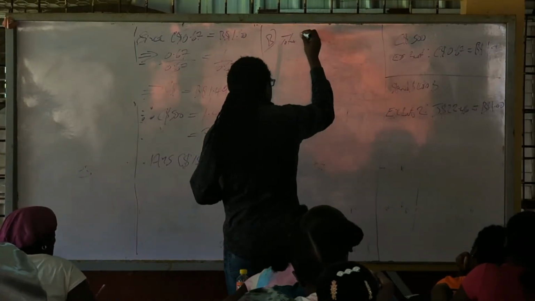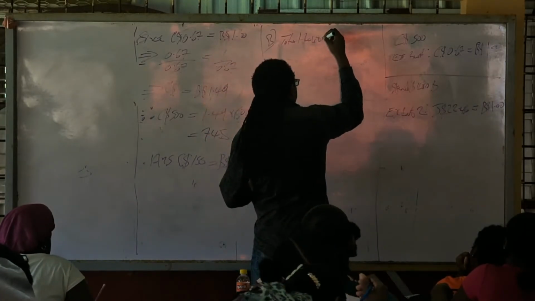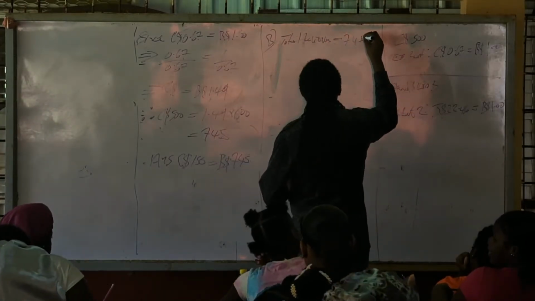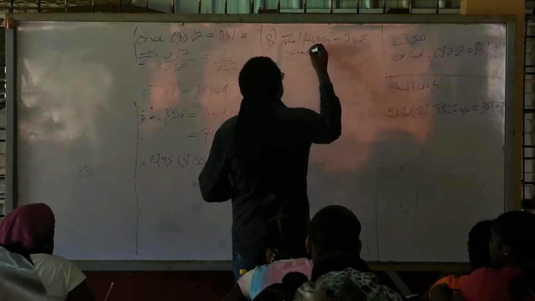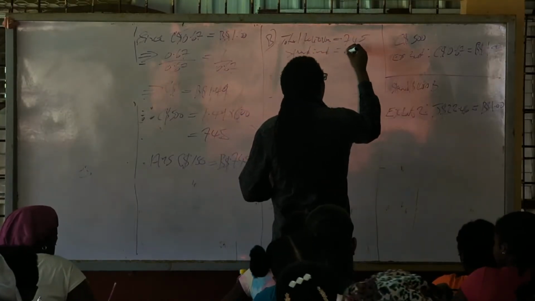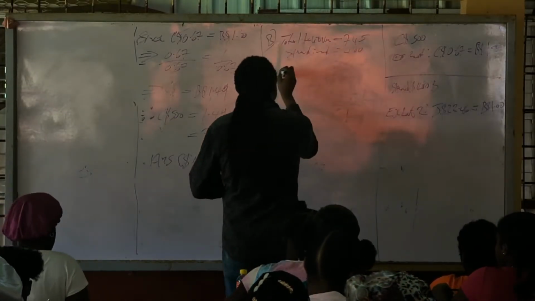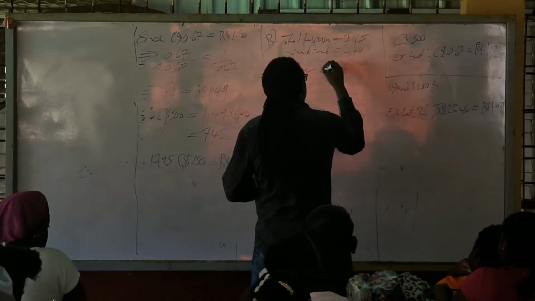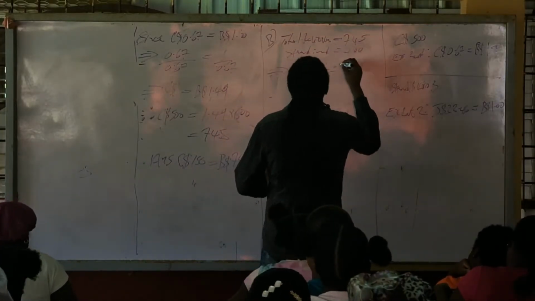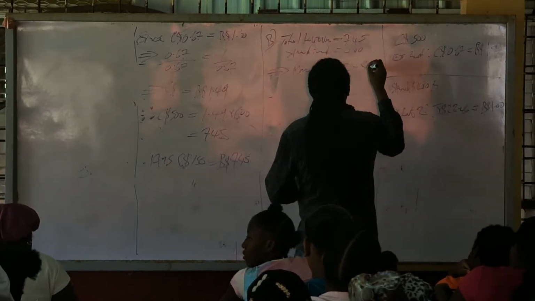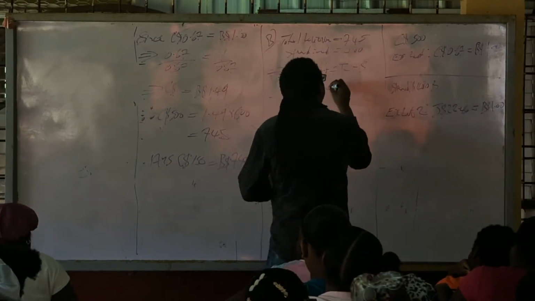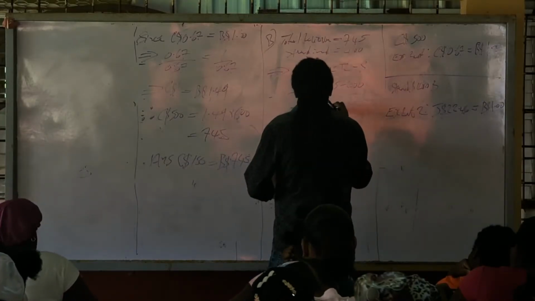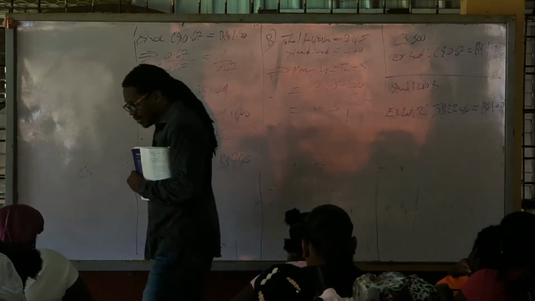Total received equal 745. Spending equal 400. This implies money left equal total received minus spending equal 745 minus 400 equal 345. See that?